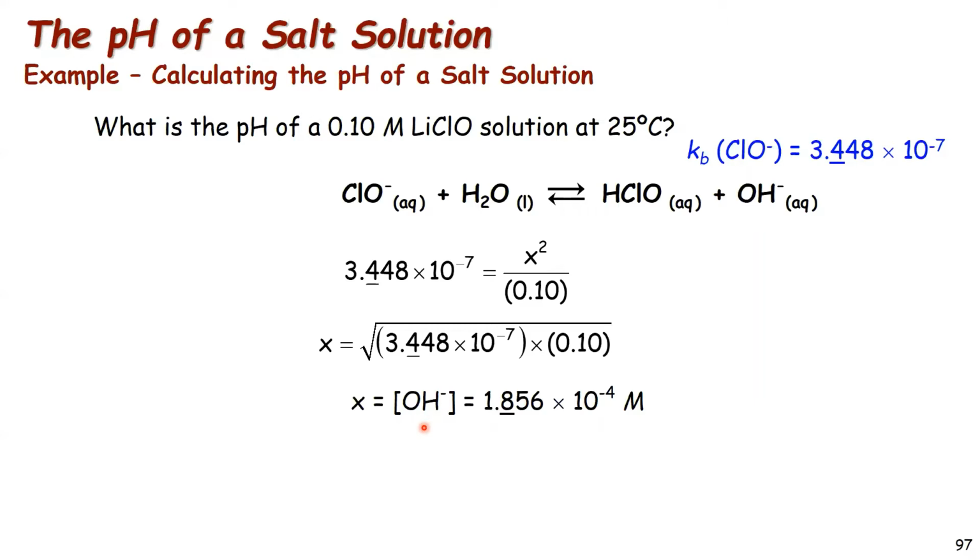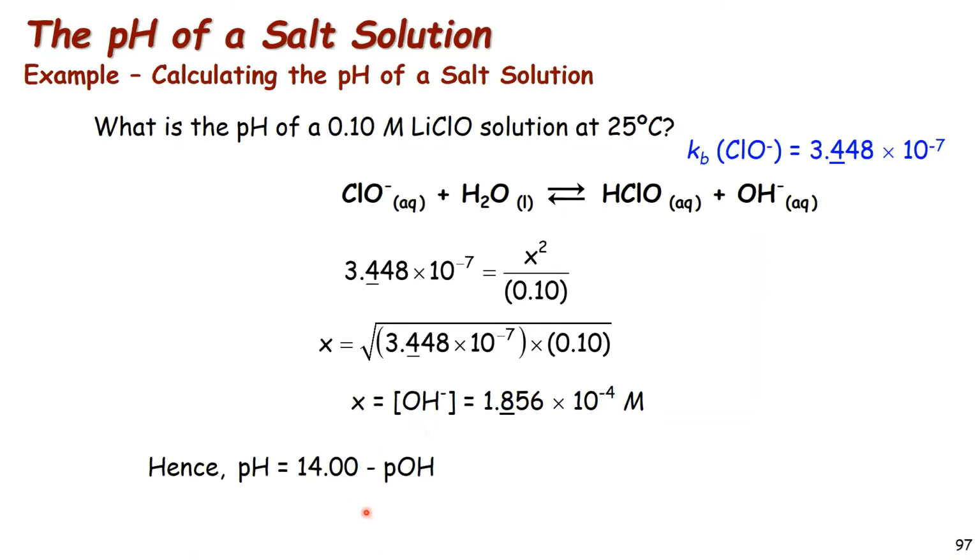Now again, you can get the pH by either first determining the pOH and then using the fact that the pH plus pOH is equal to 14 to find the pH. Or we also know that Kw is equal to the hydrogen ion concentration times the hydroxide ion concentration. So you could find the hydrogen ion concentration that way and then take the negative log of it, okay?